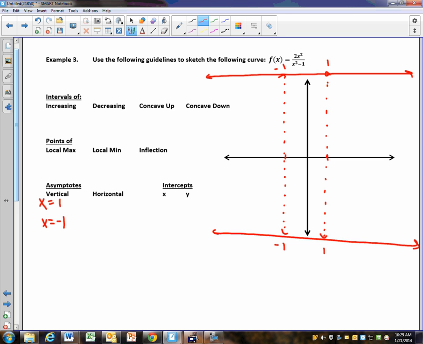Okay, we got -1, we got +1 for our vertical asymptotes. Can anybody identify what the horizontal asymptote is? Y equals what? Very good. 2x squared divided by x squared gives me 2. So if you were to take the limit as x goes to infinity or negative infinity, you would in fact get 2. So y equals 2 is your horizontal asymptote.